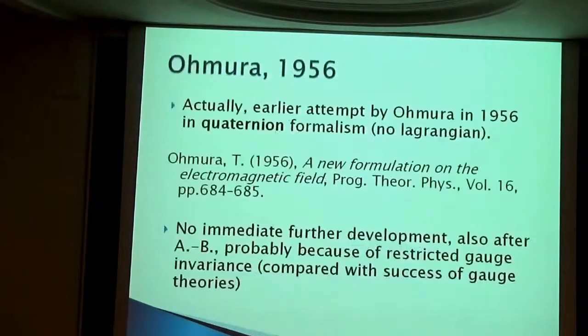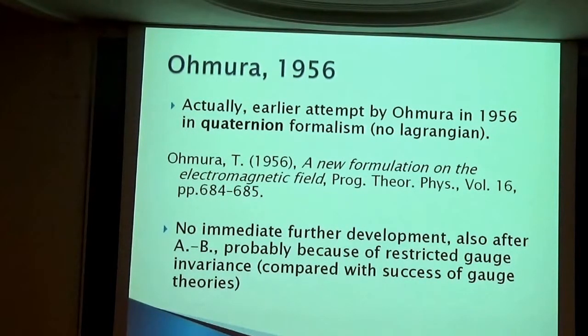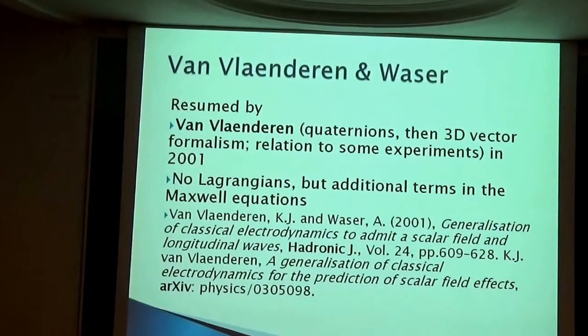Actually, there was an earlier formulation by Umezawa in 1956 in quaternion formalism without a Lagrangian. But in any case, even after the paper by Aharonov-Bohm, there were no further developments of this theory. Probably because it's a theory with restricted gauge invariance. And at the time of gauge theories, there was a big success of gauge theories for fundamental particles, and this theory did not have full gauge invariance.